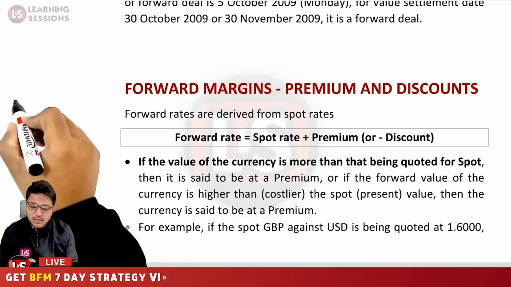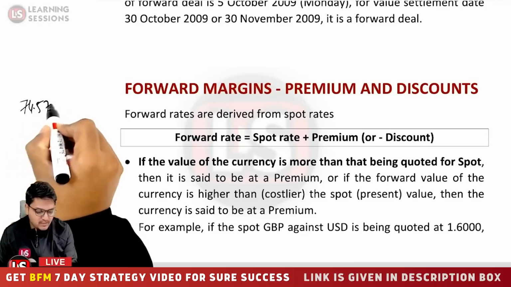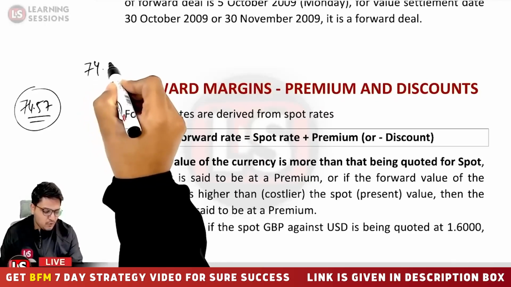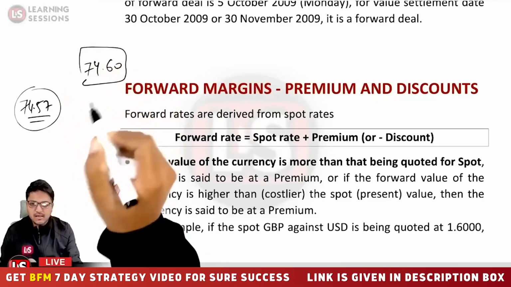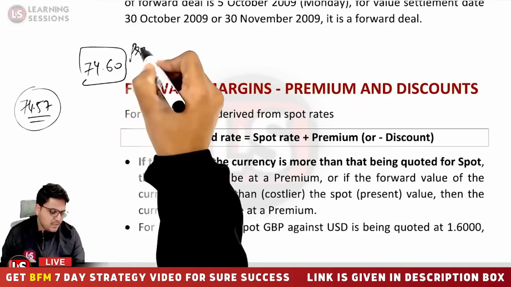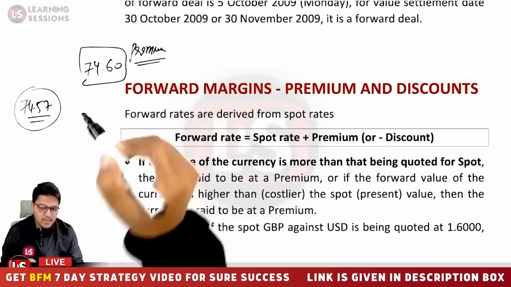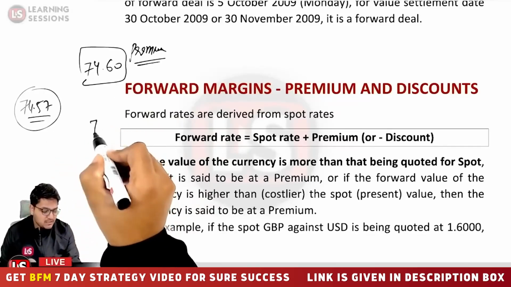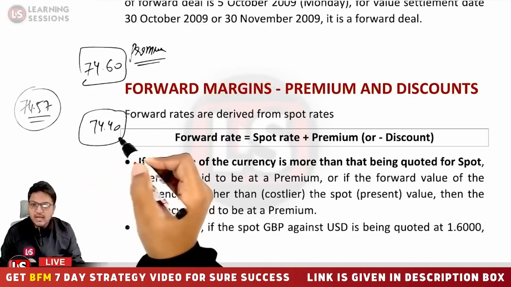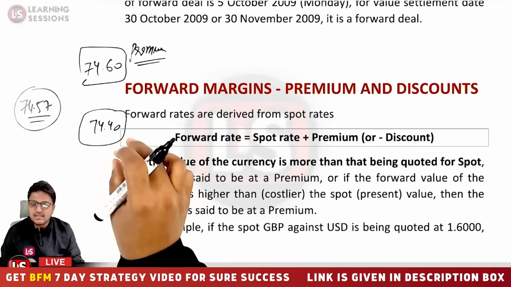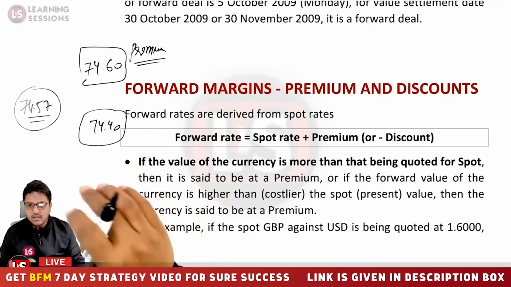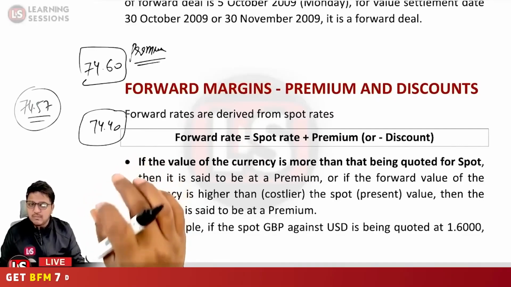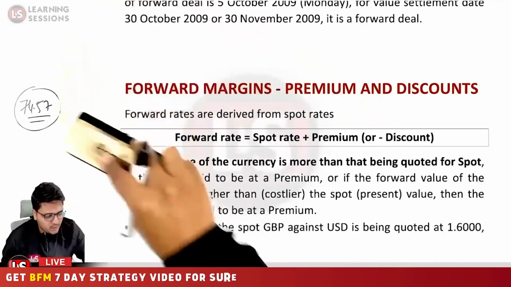So if I say today the USD price is 74.57 and after 1 month it is available at a price of 74.60, in that particular case the currency is available at a premium. Whereas if I say that after some particular period of time it is available at 74.40, in that particular case it indicates that the currency is available at a discount. Now how will we find out whether the currency is available at a premium or discount? There is a rule related to it.